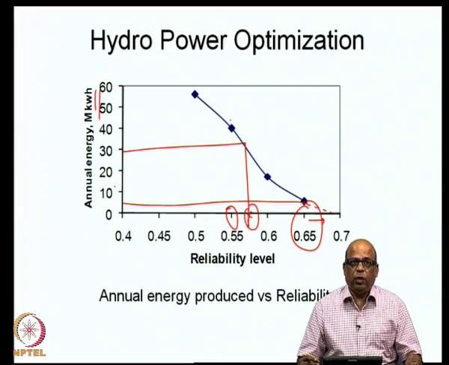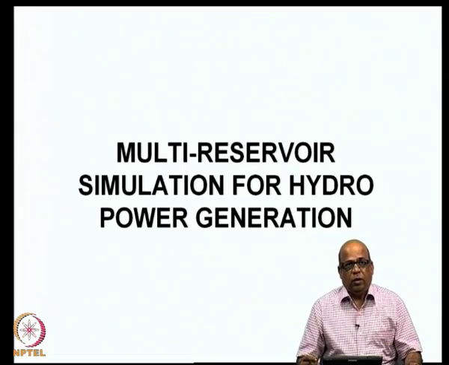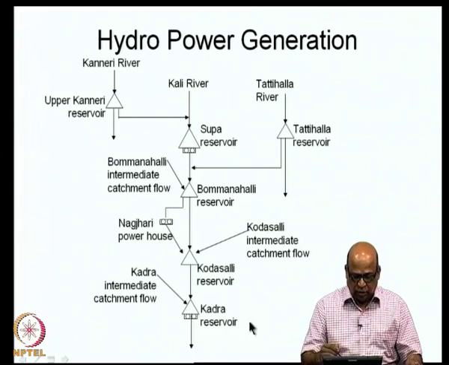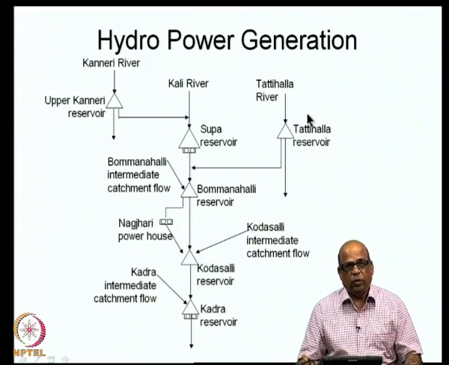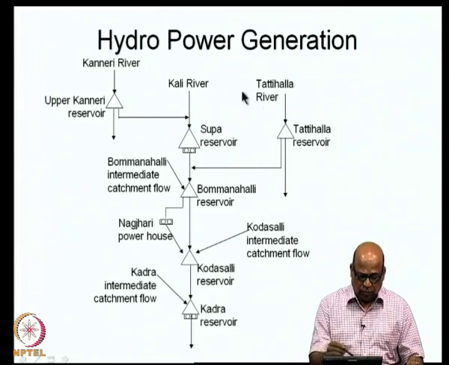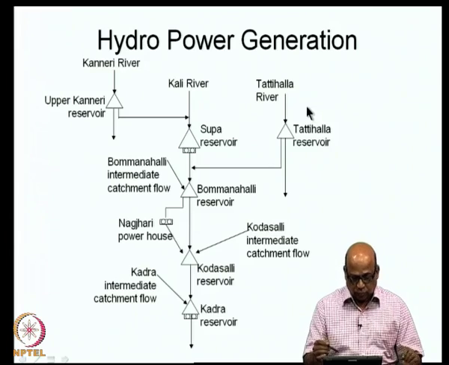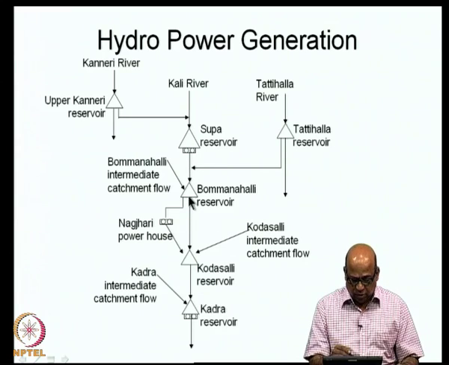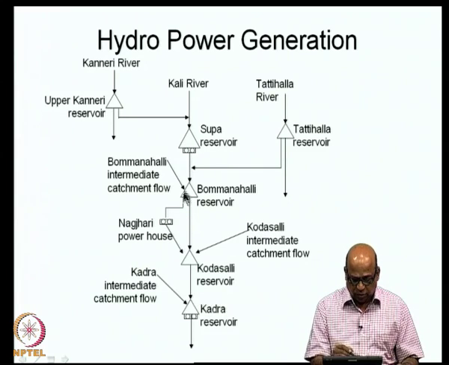Now, before I close the hydropower discussion, I will just explain how we do multi-reservoir operation for hydropower generation. Within just 1 or 2 minutes, I will just explain this. Now, this is the KHEP stage 2, that is Karnataka Hydropower project stage 2, where you have the Supa reservoir here and you have Nagjhari powerhouse. There is a powerhouse here, there is a powerhouse here, and at Kadra there is a powerhouse here.